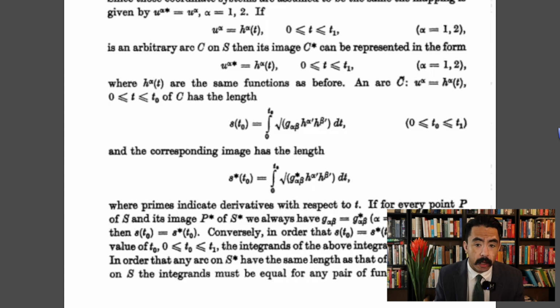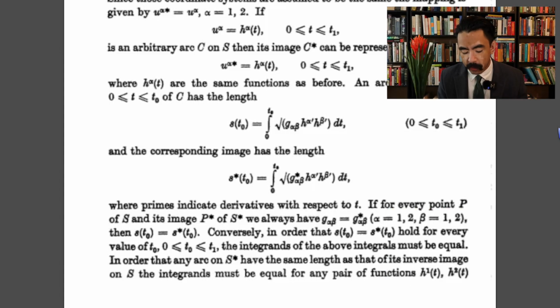The arc capital C, given by u alpha equal to the function h alpha of t, where t is greater than or equal to 0 and less than or equal to t naught, has the length s of t naught equal to the integral from 0 to t naught of the square root of g sub alpha beta times h alpha prime times h beta prime dt, where t naught is greater than or equal to 0 and less than or equal to t1, and the corresponding image has the length s star of t naught equal to the integral from 0 to t naught of the square root of g star sub alpha beta times h alpha prime times h beta prime dt, where of course primes indicate derivatives with respect to t.